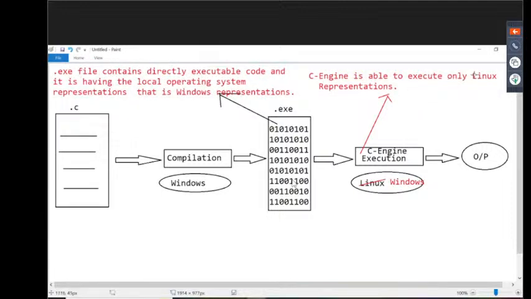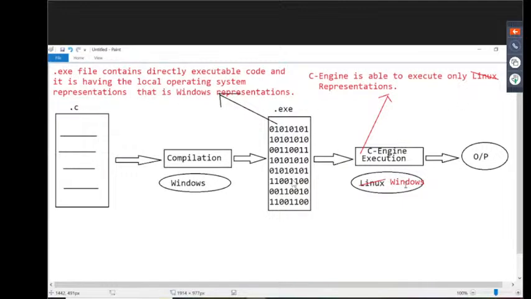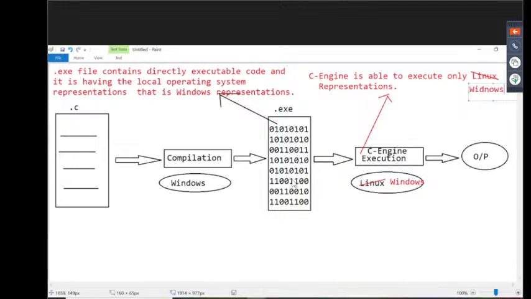Now the C engine is able to execute only what? Previously Linux. Now we changed our operating system or not? Now it is able to understand the Windows operating system. The C engine is able to execute only the Windows operating system. Now understand this clearly: now we are getting compatibility. Observe carefully. We compiled our program on what operating system? Windows operating system. Am I right or not? We compiled our program on what?